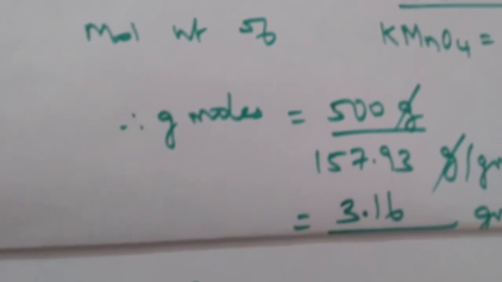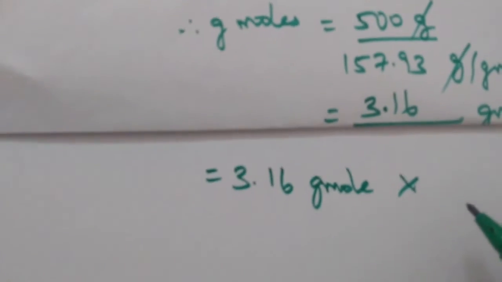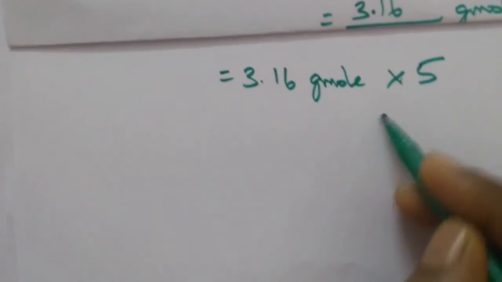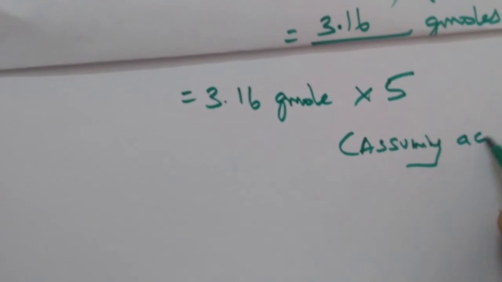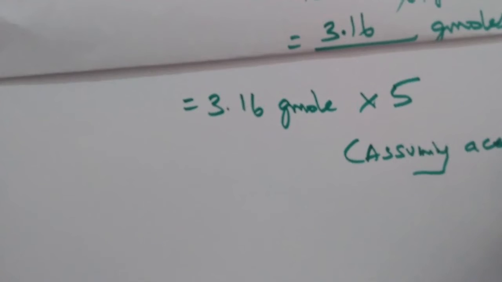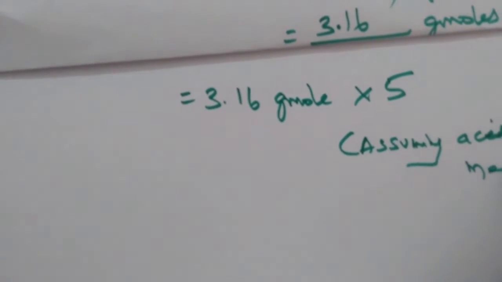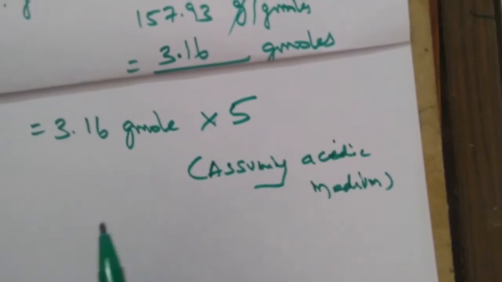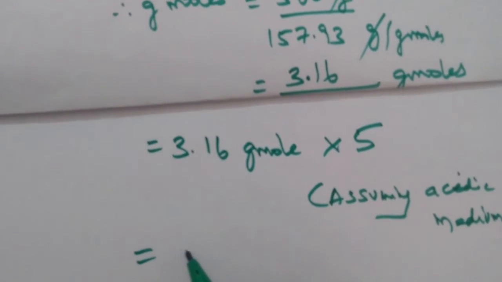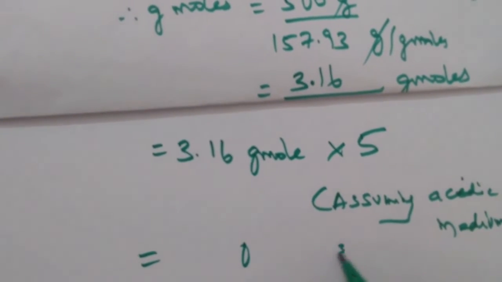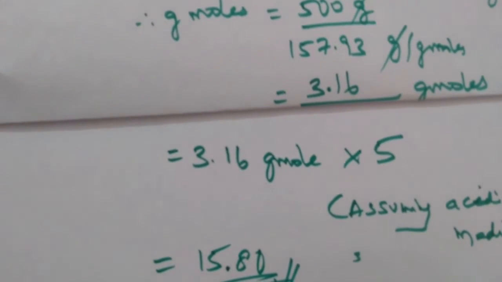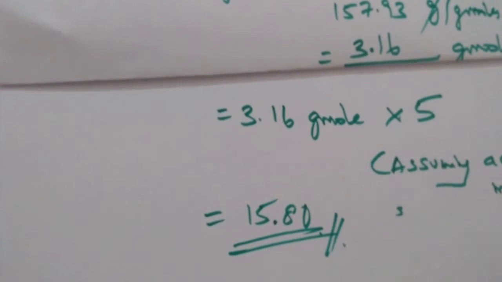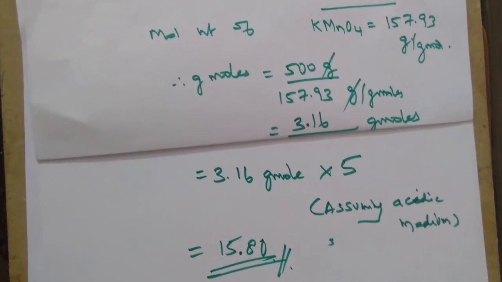We have 500 gram is equivalent to 3.16 gram moles, multiplied by the valency factor 5. That is, we have assumed it to be acidic medium. So if you are assuming neutral medium, you have to multiply by 3. If you are assuming alkaline medium, you have to multiply by 1. So for acidic medium, what we get is 3.16 into 5, 6 5s are 30, 1 5s are 5 plus 3, 8, so we get 15.8 as the answer.